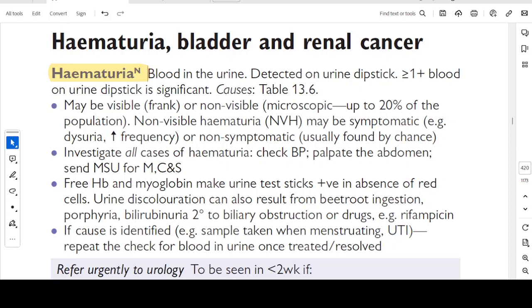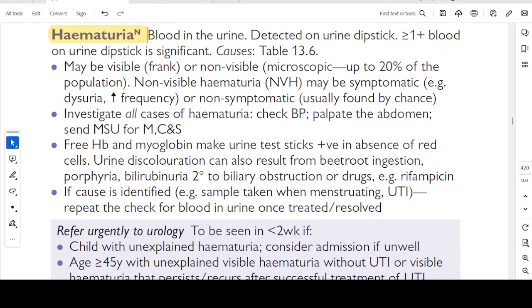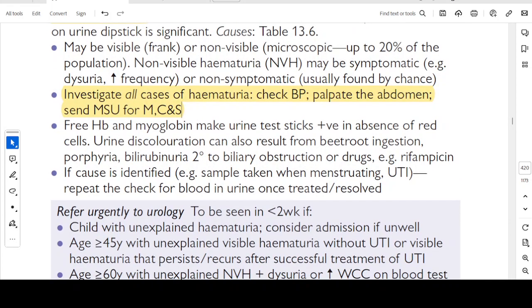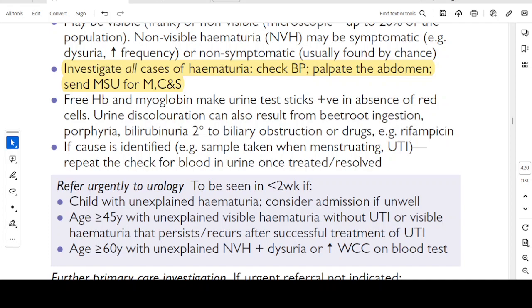Investigation of all cases of hematuria: check the blood pressure, palpate the abdomen, and send a midstream sample for microscopy and culture sensitivity. So for all cases of gross or microscopic hematuria, you need to check the BP, palpate the abdomen and send a midstream sample. Free hemoglobin and myoglobin make urine test sticks positive in the absence of red cells. Urine discoloration can also result from beetroot ingestion, porphyrias, bilirubin secondary to biliary obstruction, or drugs.